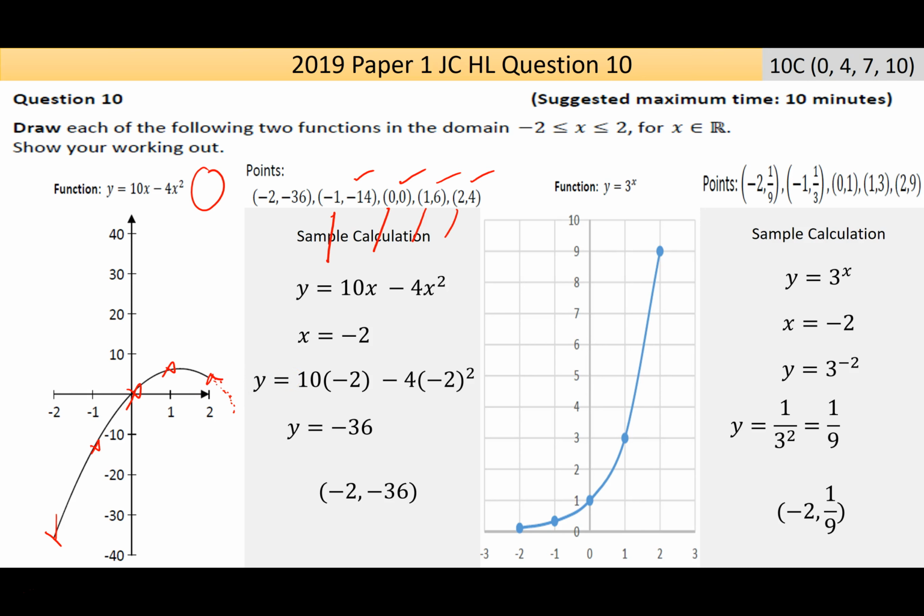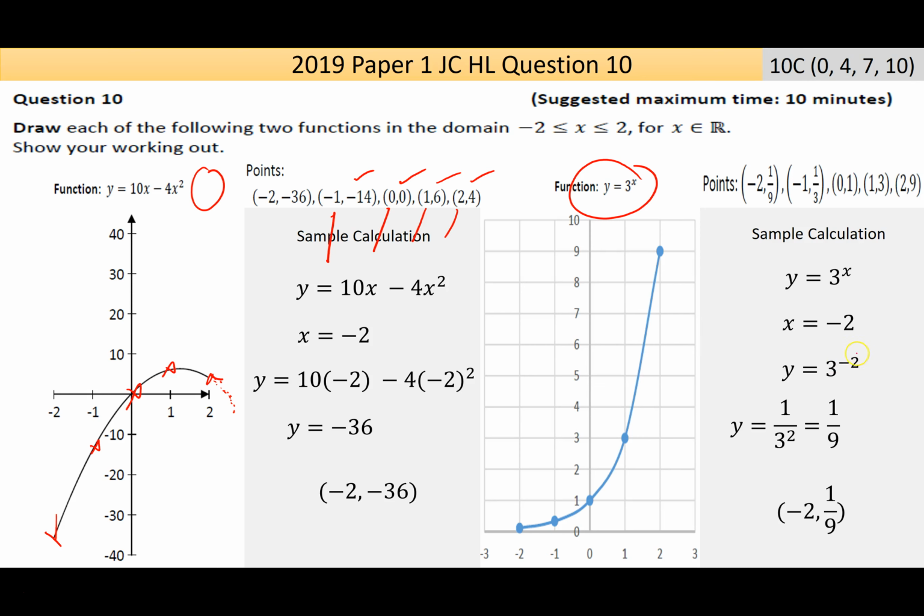Now the second equation is an exponential, so that x is a power. So it's y equals 3 to the power of something. Again, I'm going to use -2 as far as +2, and the whole numbers seem to work. So throw in your calculator 3 to the power of -2.